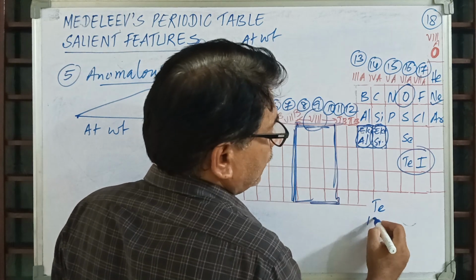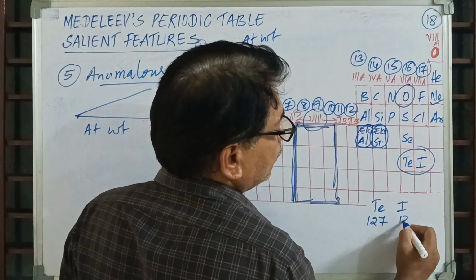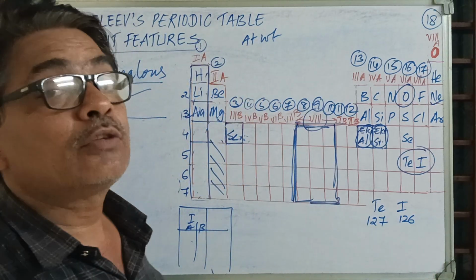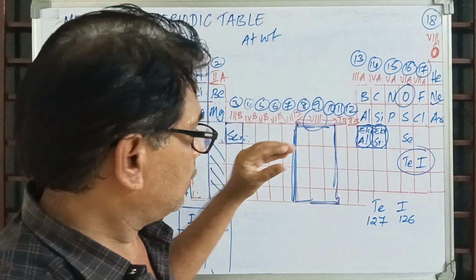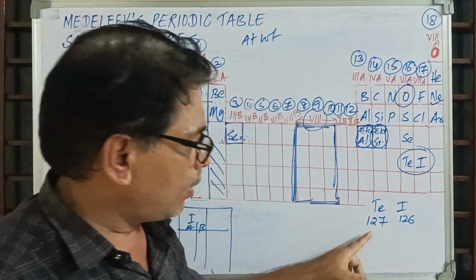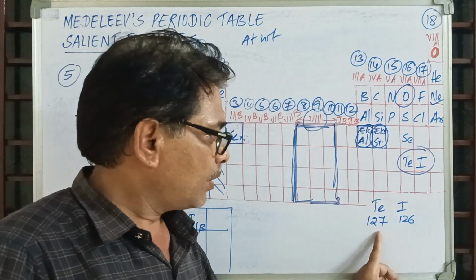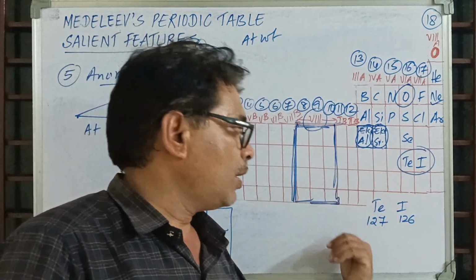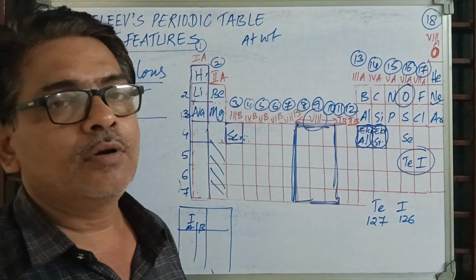Tellurium's atomic weight is 127, while iodine's is 126. Actually, it should be in ascending order, lesser to more. But what happened here? More is kept before less, right? More atomic weight is kept before less. Actually, it should be the reverse way, but he did not do that.